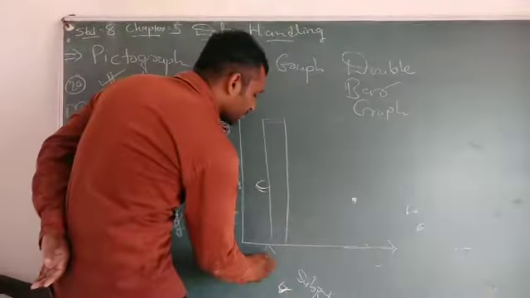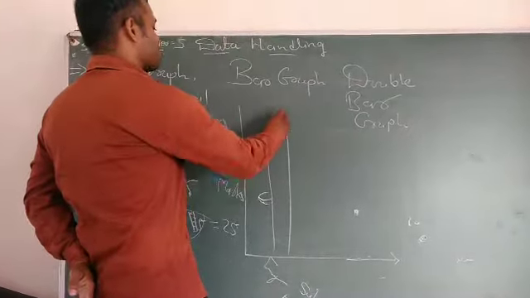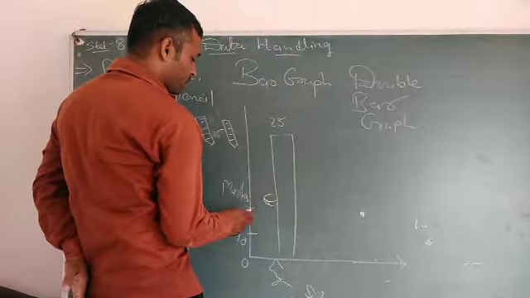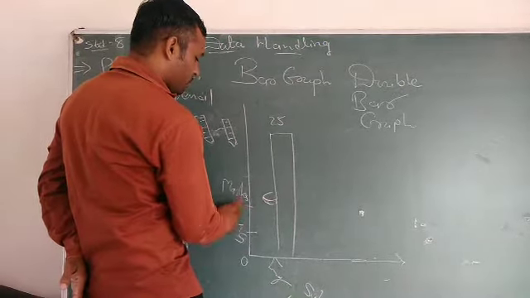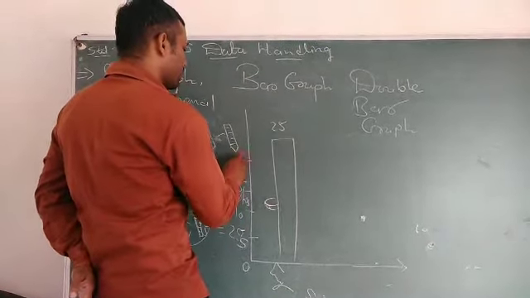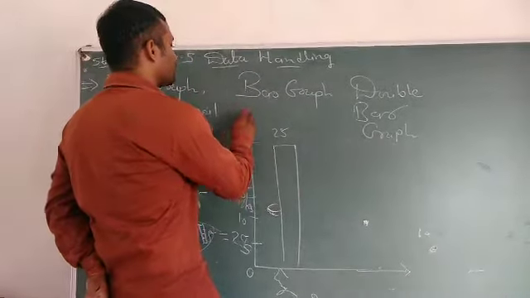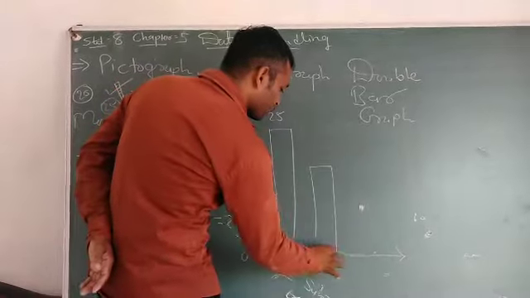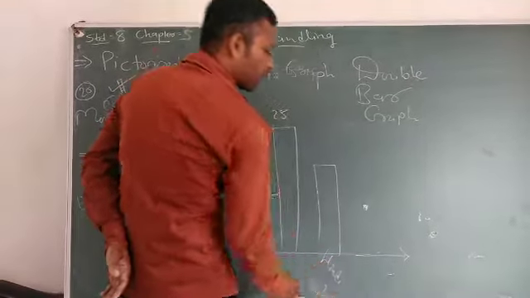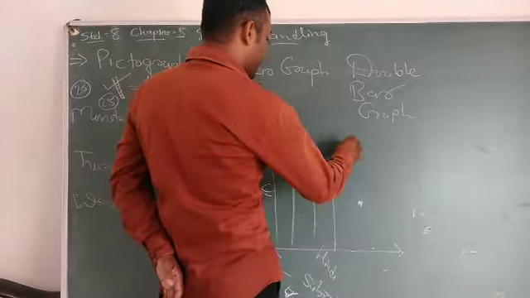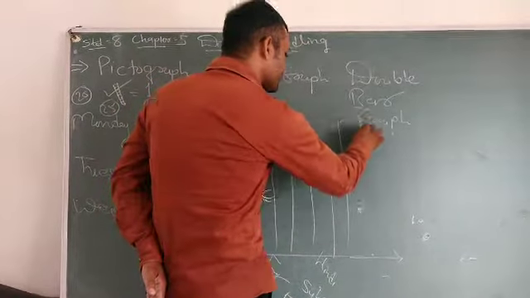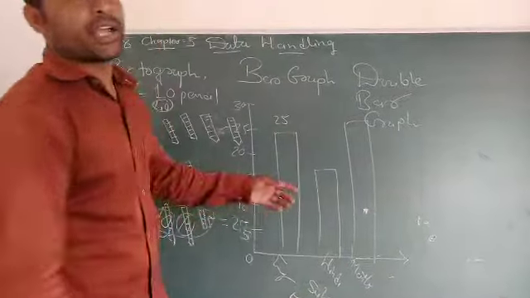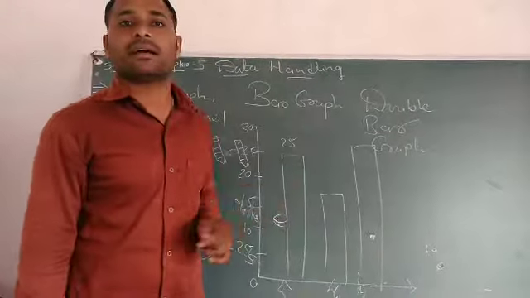Suppose in English there will be 25 marks. There will be 0, 5, 10, 15, 20, 25, 30. Okay. Next in Hindi there will be 20 marks. Okay. Maths is 30. So now in this way you can solve a bar graph.